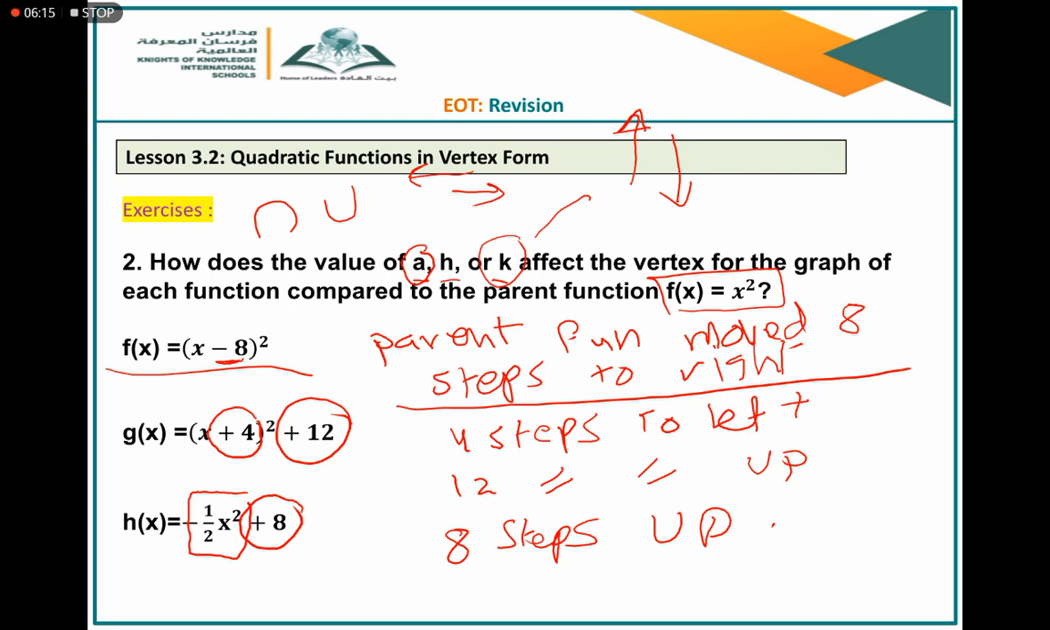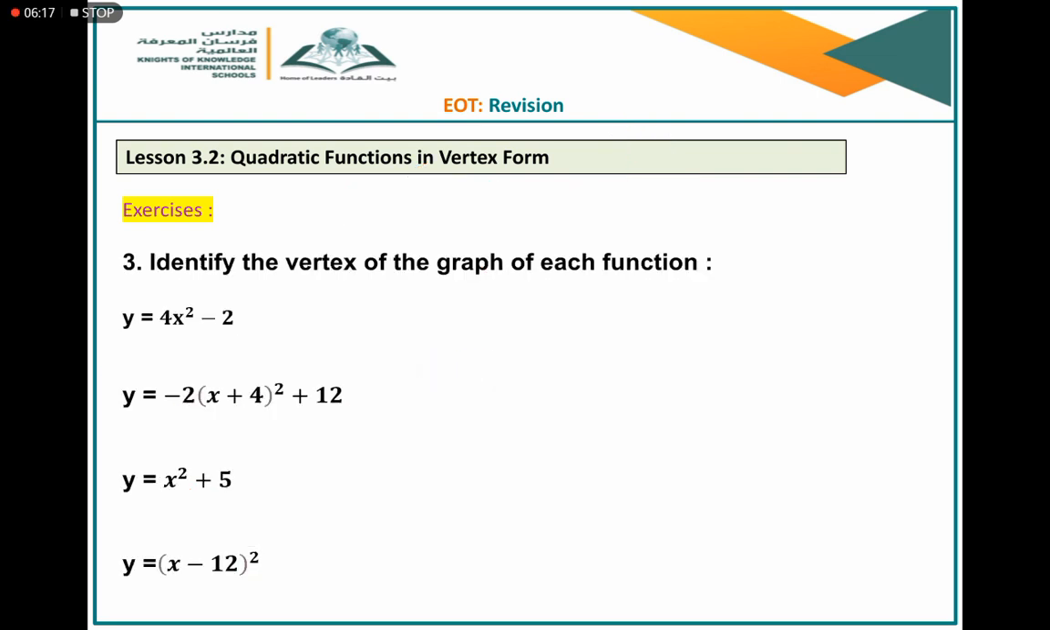Okay, are you happy with that? Me too. Let's move to the next. Identify the vertex of the graph of each function. Oh my god, it is the easiest question in the world.